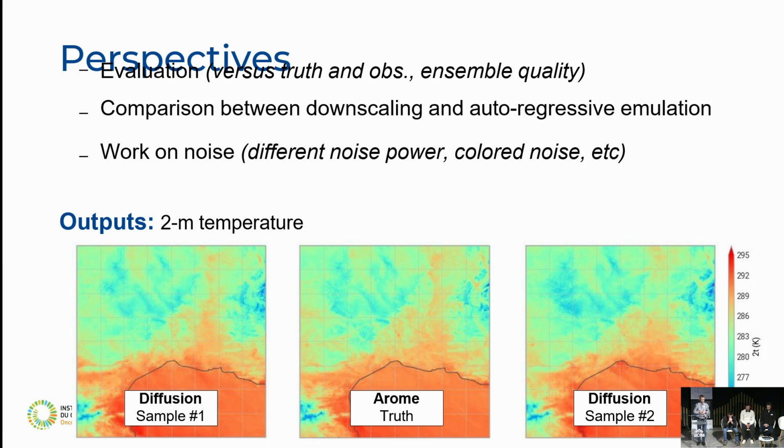And finally, we would like to work on noise, because we see that with our different variables in the meteorological problem, we have an issue with the spectra of these variables, which are different and are not being destroyed at the same pace by the white noise of the diffusion.